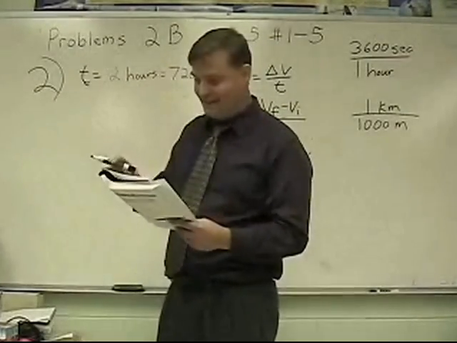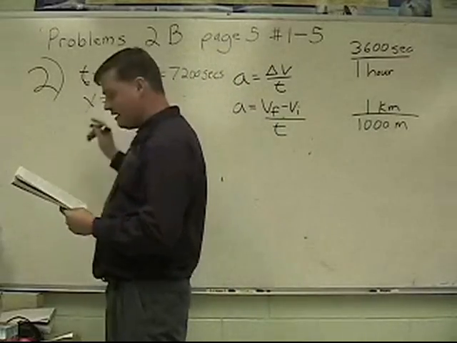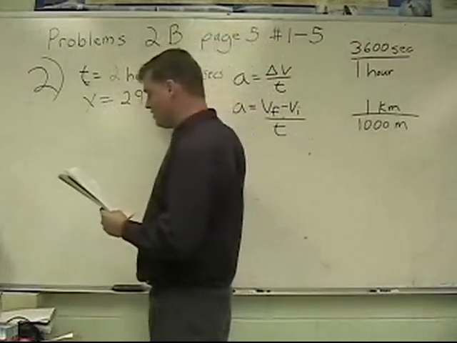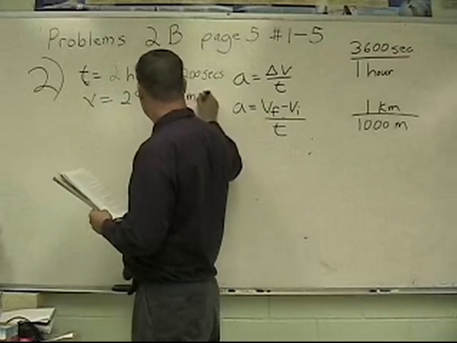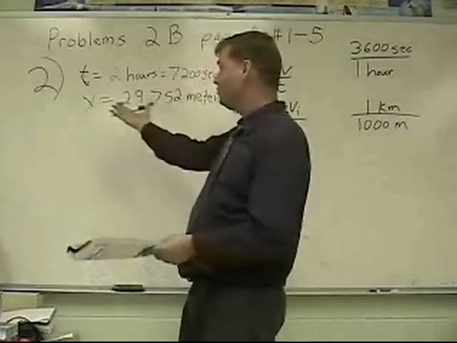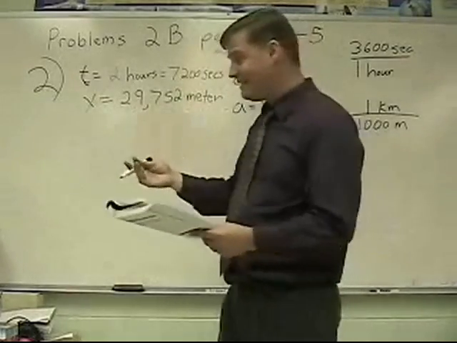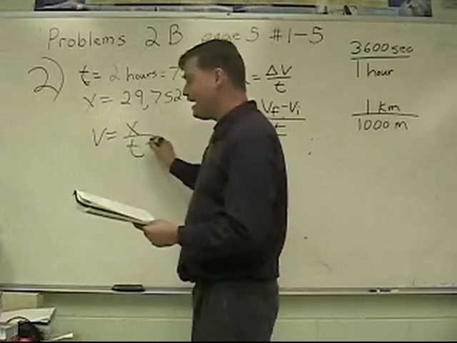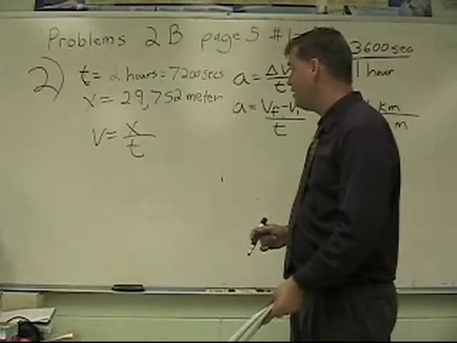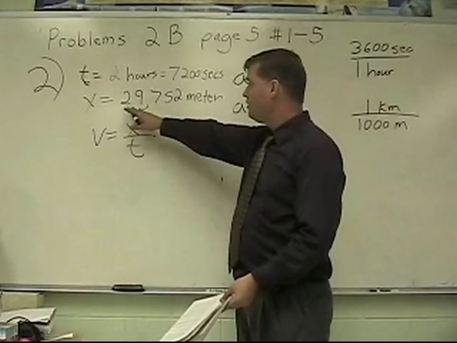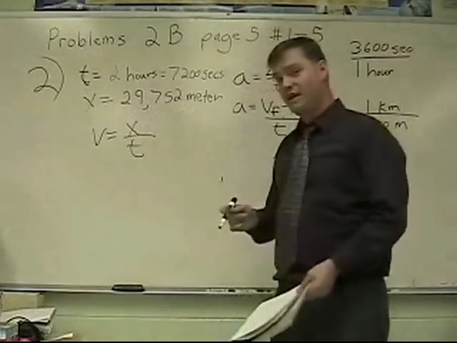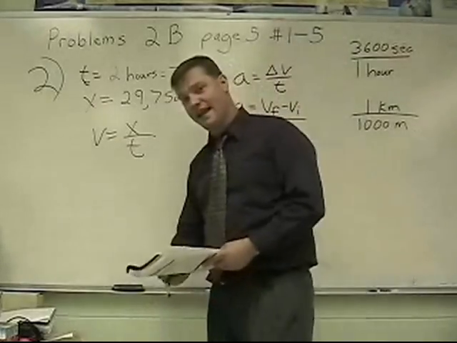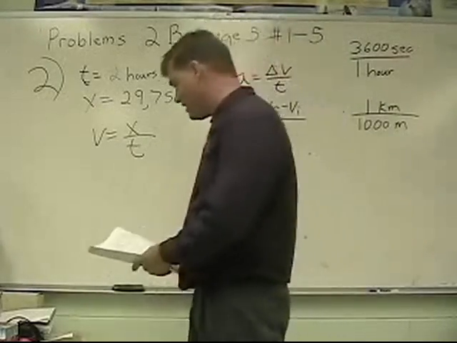We're given a distance, x, equal to 29,752 meters. So you wrote that down. The average velocity is equal to our distance traveled and the amount of time it's traveled in. So we have 29,752 meters divided by 7,200 seconds. And this will give us an answer in meters per second. All right, so you work that one out.